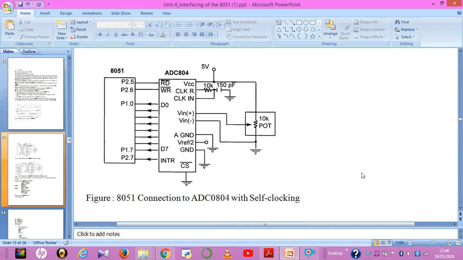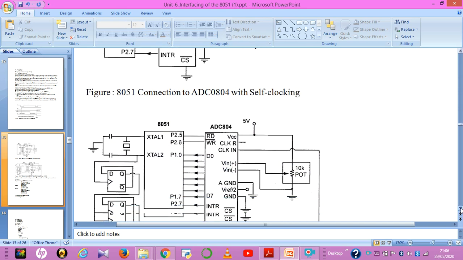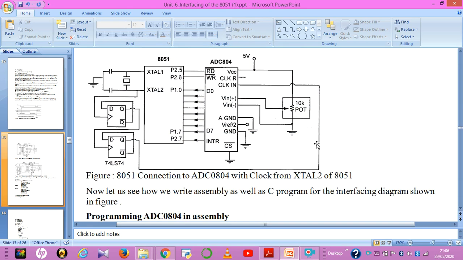This is how to make the connection to the ADC 0804 with self clocking. It doesn't require an external clock. One more diagram you have is with an external clock. In the exam, you have to draw the one with the external clock, not the self clocking one. That is only given for understanding purposes. It operates in two modes.